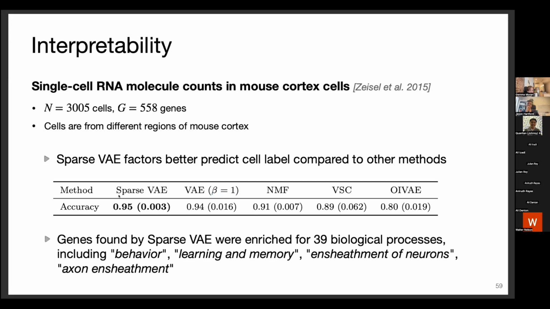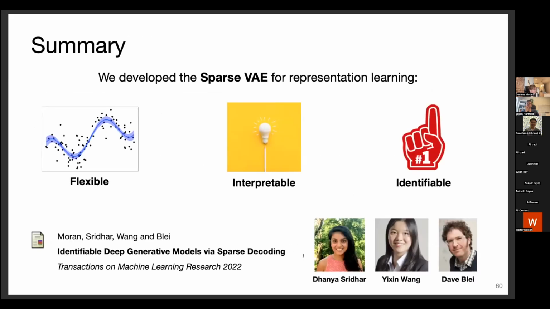can inspect this W matrix and get some interpretability, and we found that the genes learned by the sparse VAE, or like the groupings from this W matrix, were enriched for 39 biological processes, all regarding different aspects of the brain that we might expect from mouse cortex cells. So the genes that we had were meaningfully grouped together in a statistically significant way.